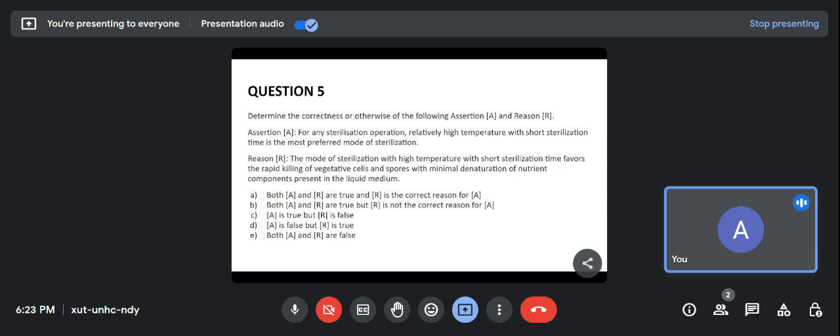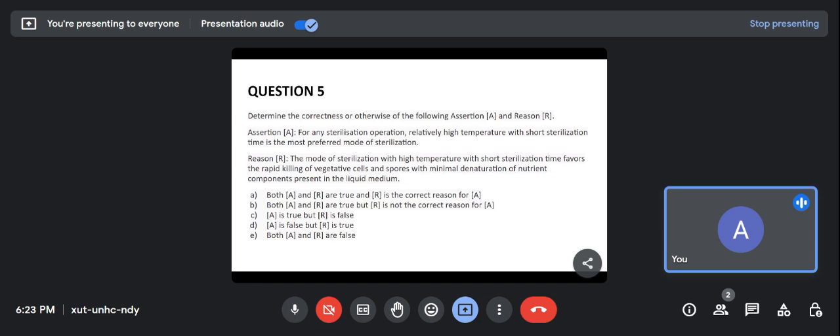So question number 5 is the kind where you have to determine the correctness of an assertion and a following reason. So the assertion in this case is, for any sterilization operation, relatively high temperature with short sterilization time is the most preferred mode of sterilization. And the reason they're giving is that the mode of sterilization with high temperature and short sterilization time favors a rapid killing of vegetative cells and spores, and it causes minimal denaturation of nutrient components of the liquid broth.